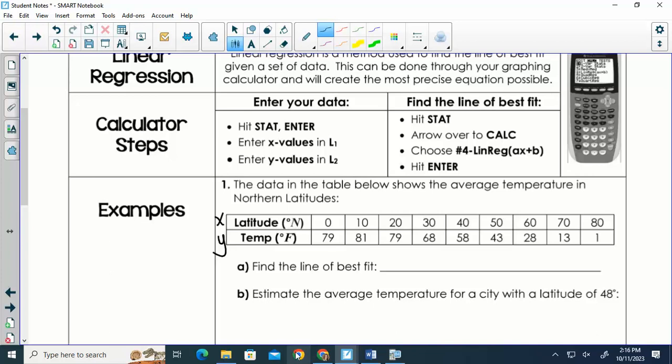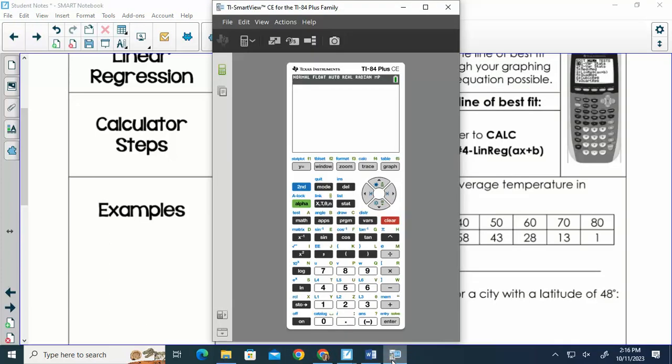So on your calculator, everybody has a calculator that looks like this. You are going to push stat. You see it under the delete button. So push stat. And then it comes up with edit, and we're going to push enter. So you should have something like this. You may or may not have numbers entered in there.